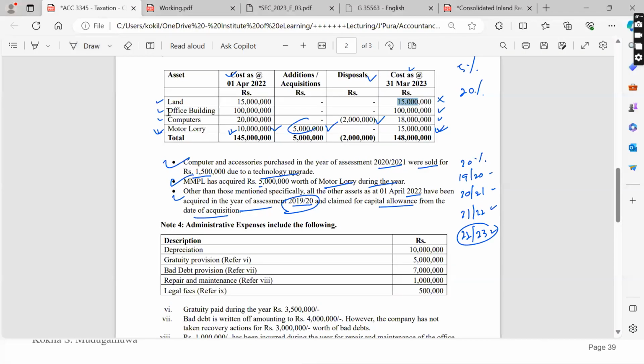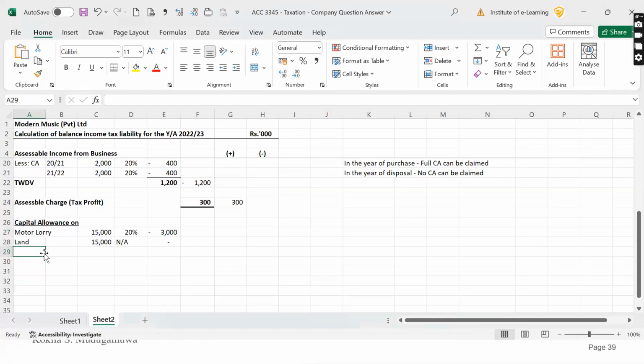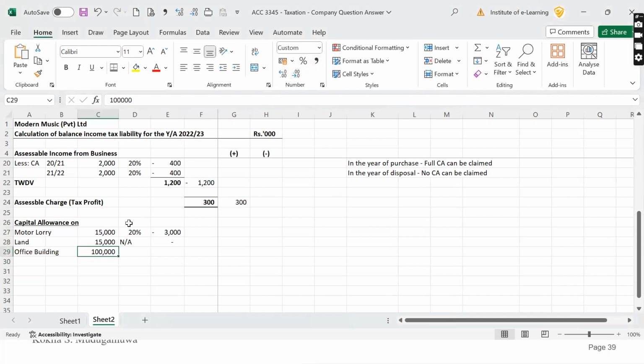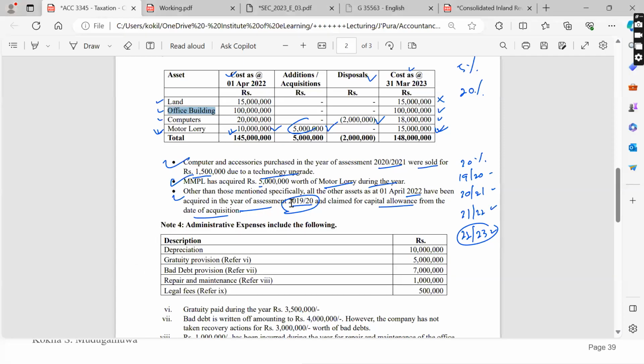Next, office building, 1,000. Then the percentage: 20 years in the sense 5%. Office building, because those assets were purchased in 19/20.